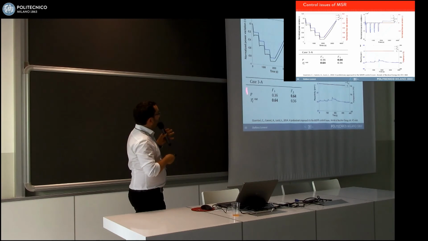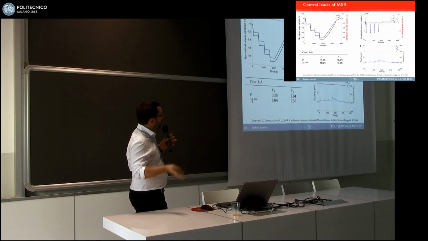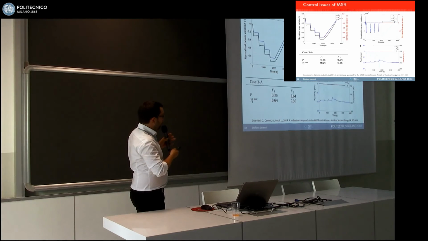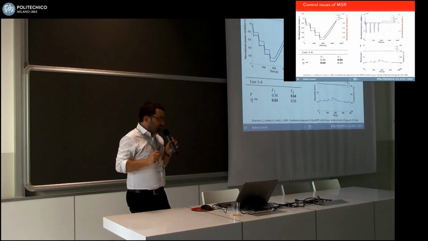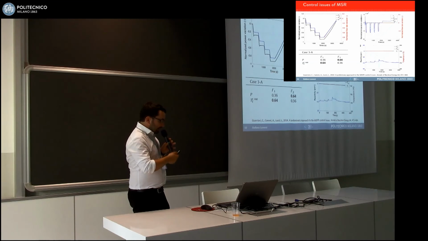And these are some trends of the controlled system. Here you can see the power, which is completely overlapped with the required power, and in black the intermediate mass flow rate, which varies according to the power change of the set point.